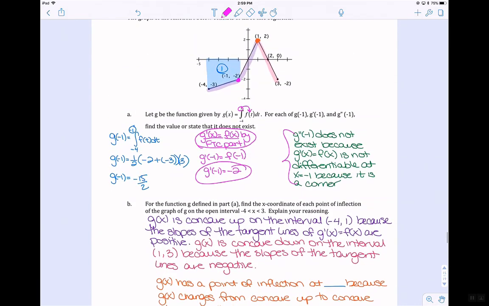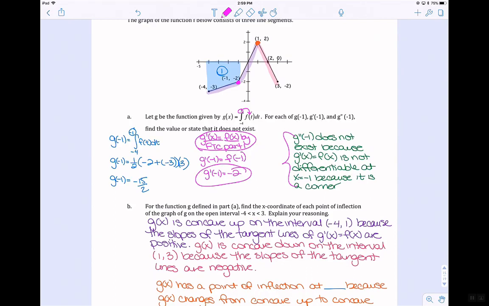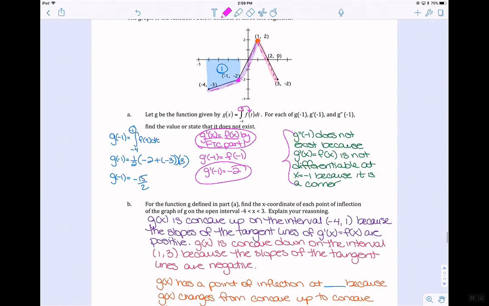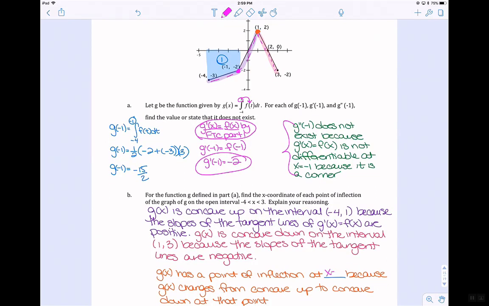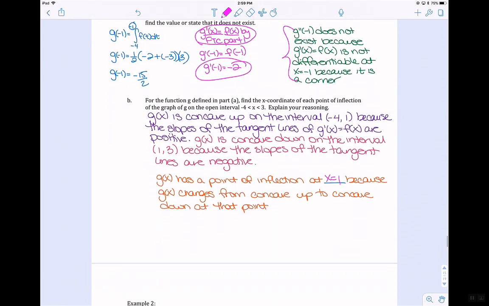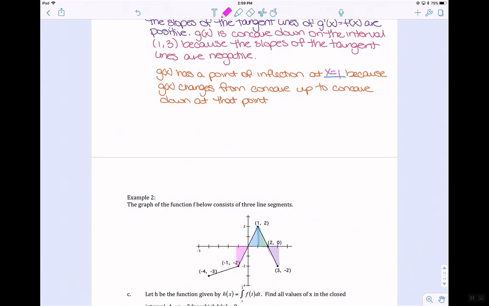For the function defined in part A, find the x-coordinate of each point of inflection of the graph on the open interval and explain your reasoning. So g of x is concave up where the slopes of your tangent lines are positive. G of x is concave down where the slopes of your tangent lines are negative. So that means that there is a point of inflection at x equals 1, because it will change from concave up to concave down.